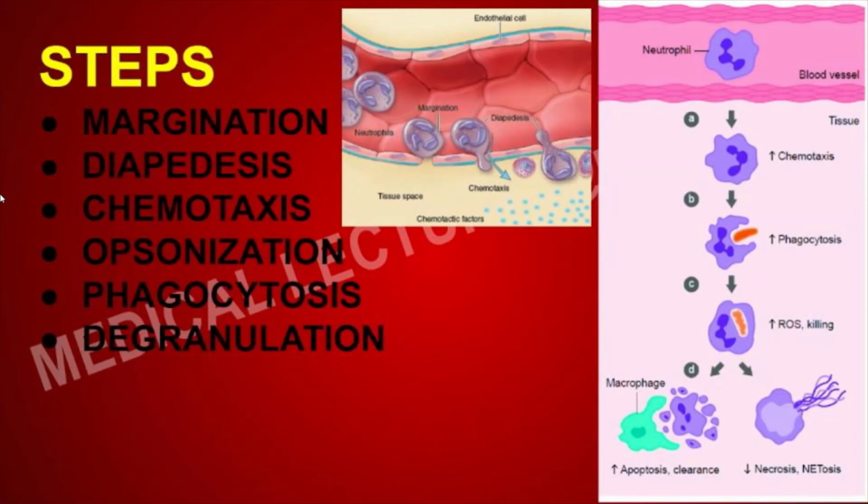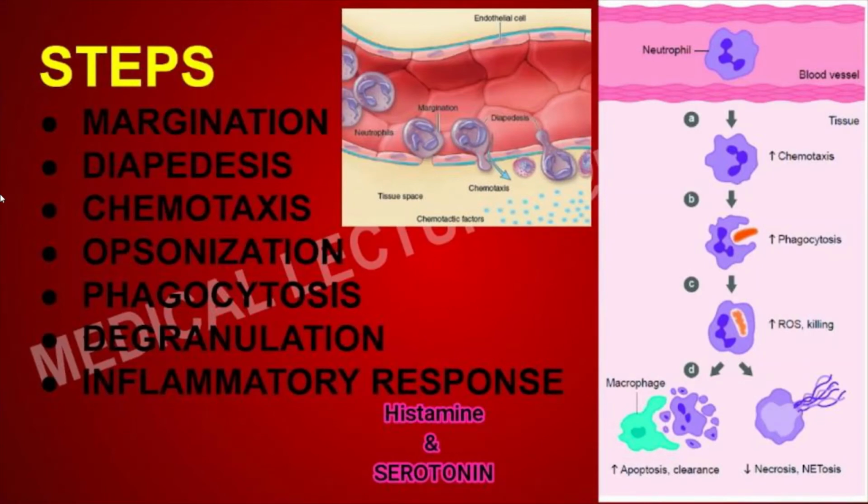That means whatever defensins are released from the phagocytes inside the digestive pouches in the phagocyte, they will kill and digest the bacteria, leading to the degranulation process. After this, what will happen? Inflammatory responses occur because of the histamine and the serotonin release in the ECM. And finally, limiting the inflammation is caused by thromboxanes and the prostaglandins.